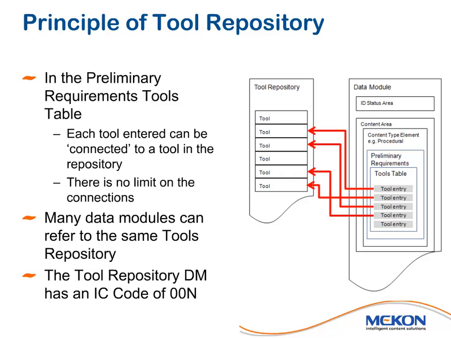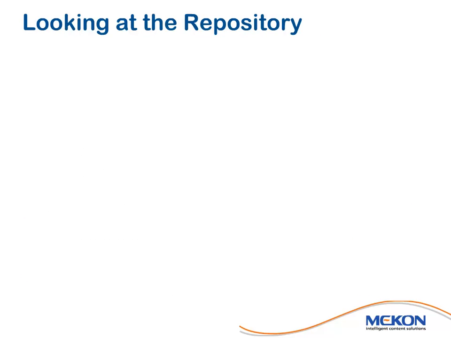And of course the other thing is that you can have many data modules doing exactly the same thing, and there's really no limit to it at all. The thing that you have to recognize is that the tools repository data module needs to have an IC code of 00N, because that's how we automatically look for that. And in this presentation, we'll be using the byte pack material. So we're going to have a look now at the repository for the tools, which comes with the byte pack.